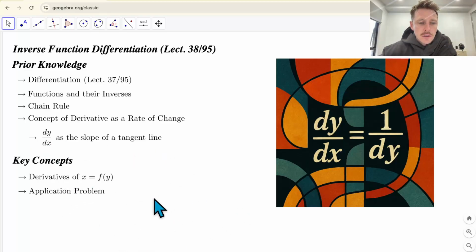And a pretty short lecture in some ways, but we're just going to look at the derivative of x equals f of y. So when x is a function of y rather than y being a function of x, which we're more typically used to. And then we'll look at an application problem which can put into perspective why this might be relevant. So we will do all that. So let's jump into it.